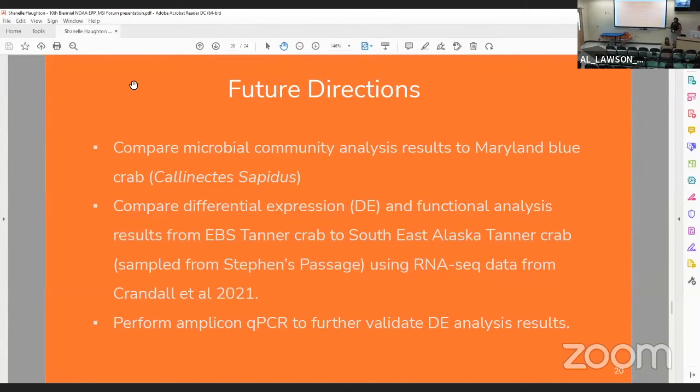And to elaborate on the findings of the study further, I will compare the microbial community results with crabs found to be infected with Hematodinium in other regions, including Tanner and blue crabs. I'll also compare the differential expression results from Eastern Bering Sea Tanner crabs to Tanner crabs from other large marine ecosystems like Southeast Alaska. And if time permits, I'll perform qPCR to validate my differential expression results.